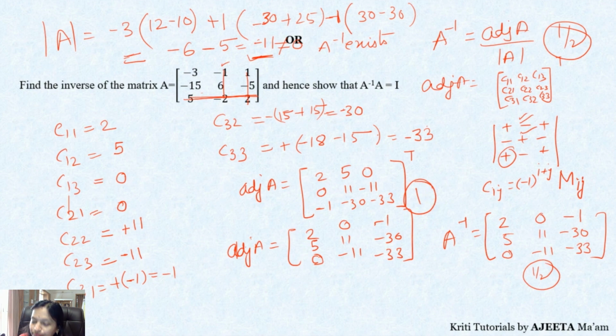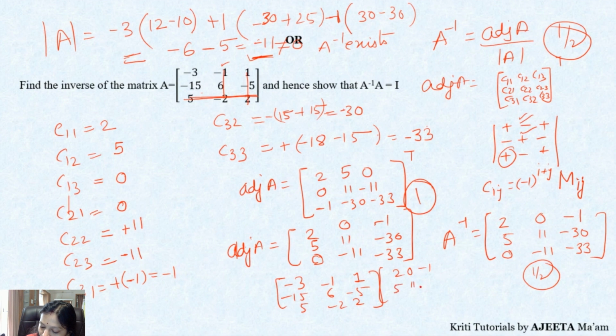Now here we have A inverse. So we have to multiply. Minus 3, minus 1, 1, minus 15, 6, minus 5, and 5, minus 2, 2. And here we get 2, 0, minus 1, 5, 11, minus 30, and then 0, minus 11, minus 33. And here we will get, if we multiply both of them, first row, first column, you can check, minus 6 and then minus 5. What will you get the answer as? You will get the answer as identity matrix, right? So this is how you have to move on with this.